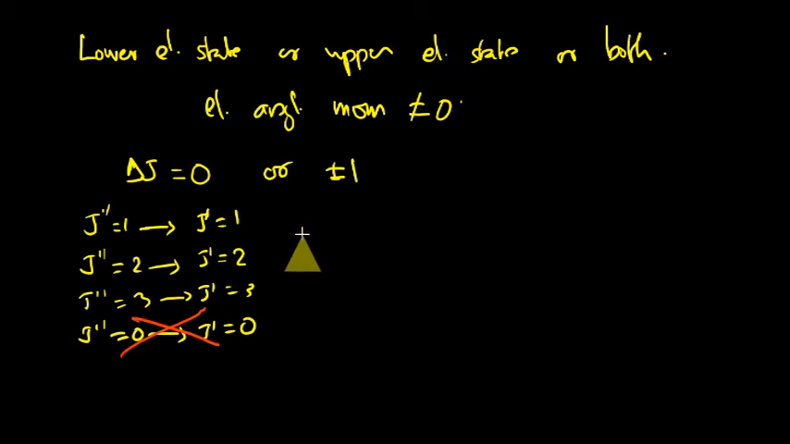Now we already know what the selection rule is here. That selection rule depends upon the electronic transition. And now we are going to consider the electronic transitions according to these selection rules. Let us consider delta J is equal to plus 1 transitions.